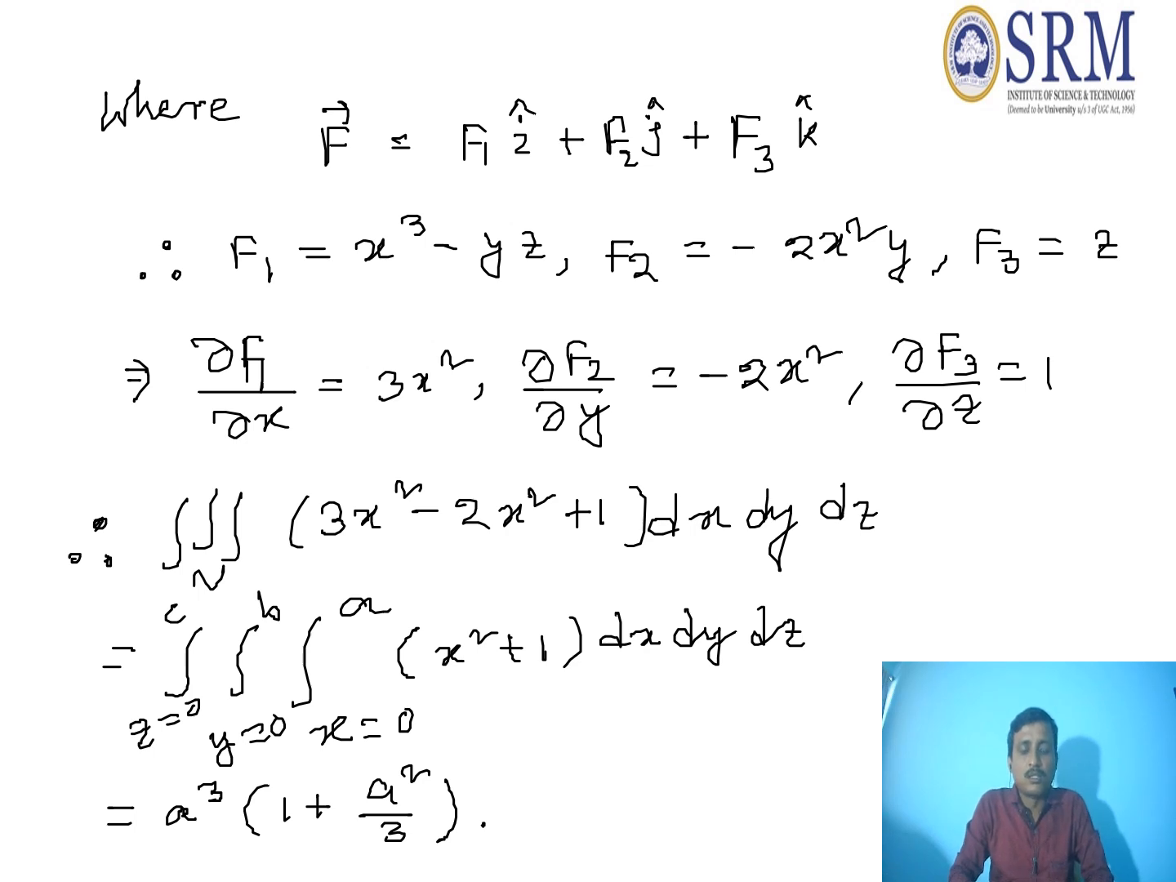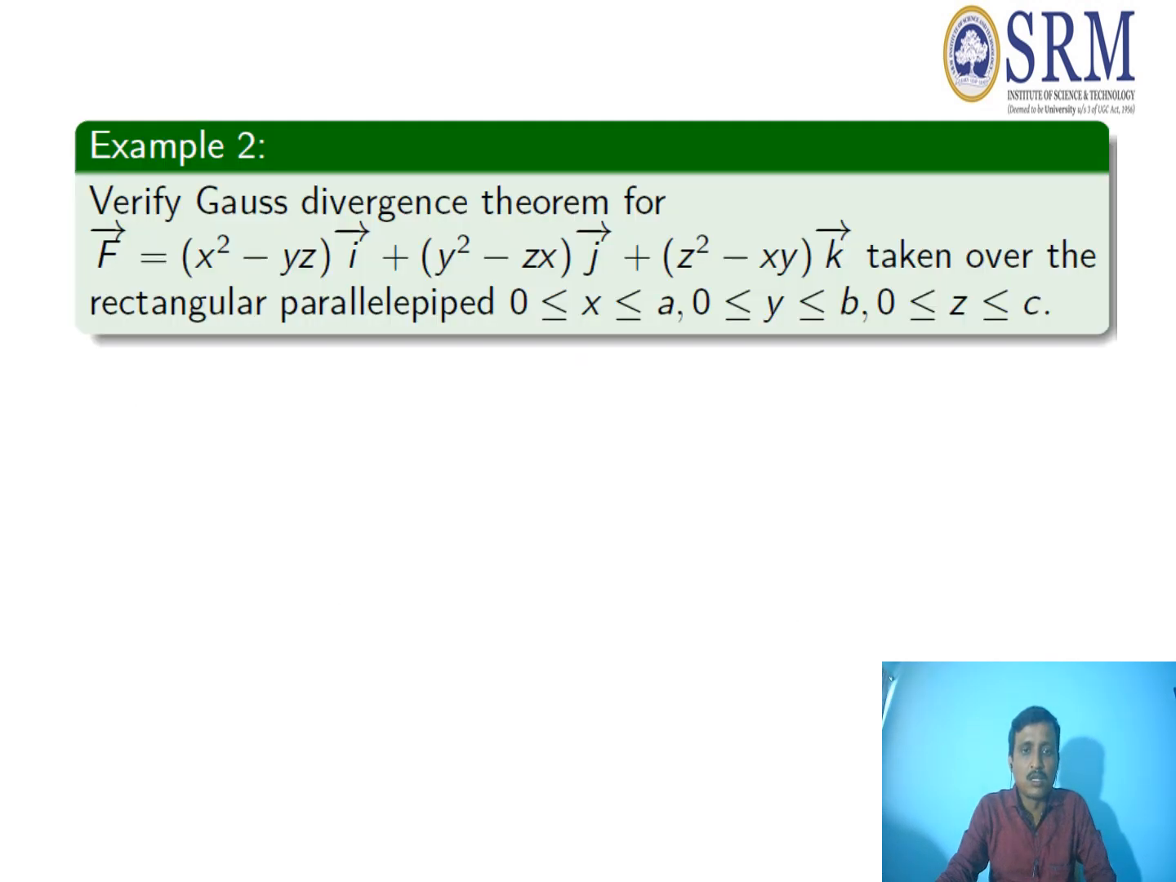Okay, so this is the value of that integration by using the Gauss divergence theorem. It was actually a surface integration, we have converted it to the volume integration, and we are getting the value a cube whole into 1 plus a square by 3. Now, just like Green's theorem and Stokes theorem, if you want to verify, we check what the LHS value and RHS value are, and whether both come out the same or not. For that, let us see this problem.